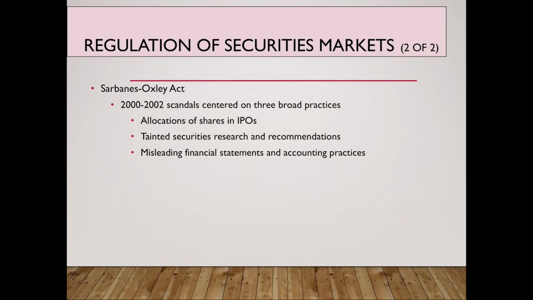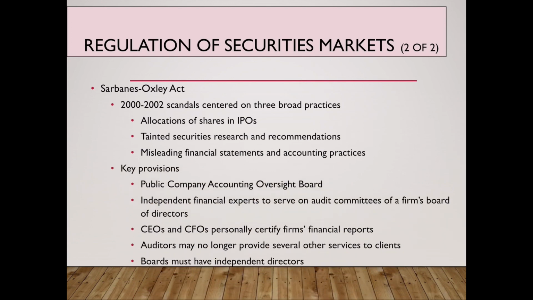From 2000 to 2002, scandals centered on three broad practices, which included the allocations of shares in IPOs, tainted securities research and recommendations, and also misleading financial statements and accounting practices. We've already discussed that in Chapter 1. Some key provisions that came about from the Sarbanes-Oxley Act include the Public Company Accounting Oversight Board, also independent financial experts to serve on audit committees, CEOs and CFOs personally certify the reports. Auditors may no longer provide additional services, and the boards must have independent directors.